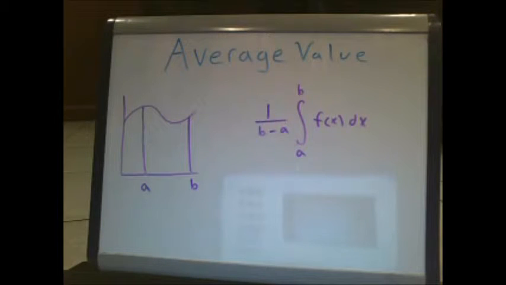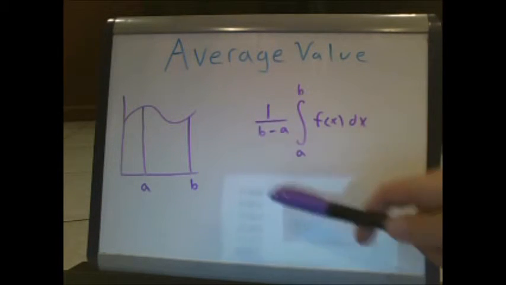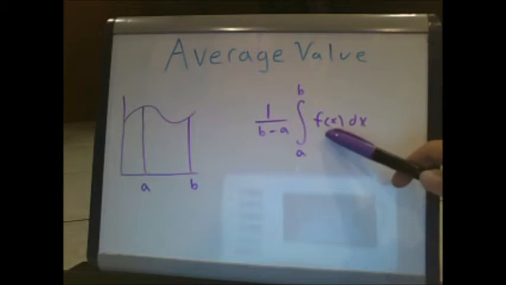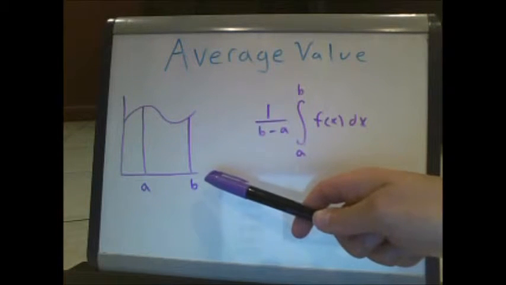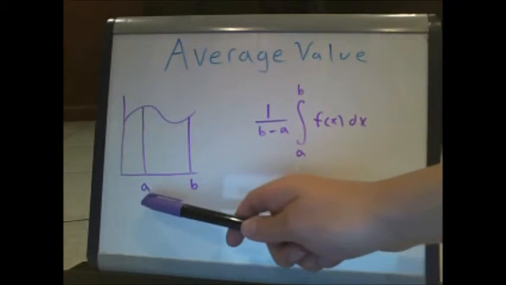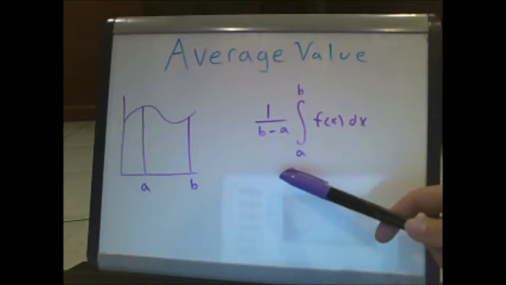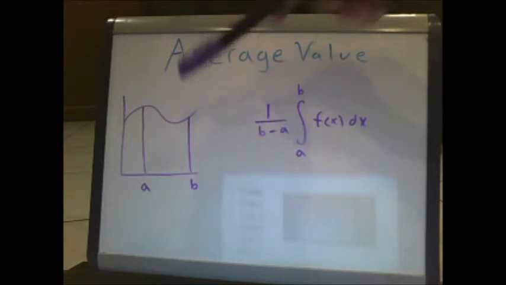The equation for finding the average value is written here. It's 1/(b - a) times the integral from a to b of f(x) dx. So if we look at this graph here, and we wanted to find the average value, we'd plug in the values of a and b to this equation, and it would give us the average height of the graph.